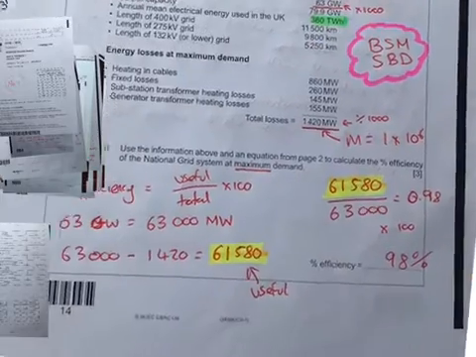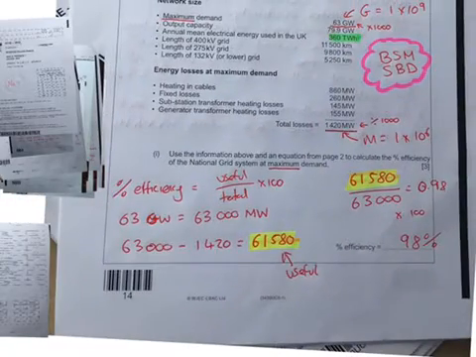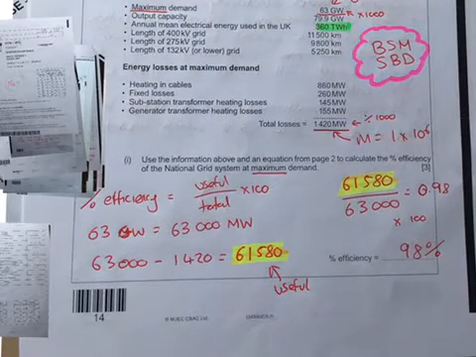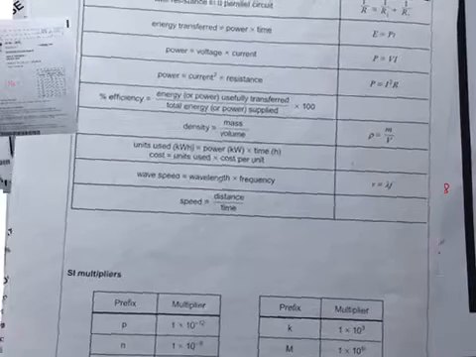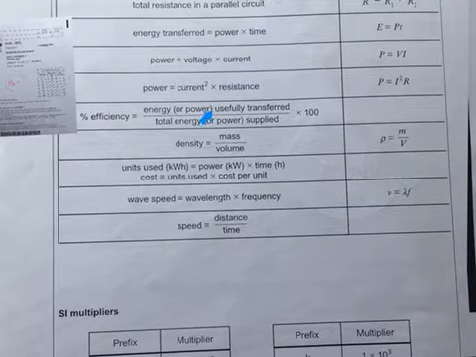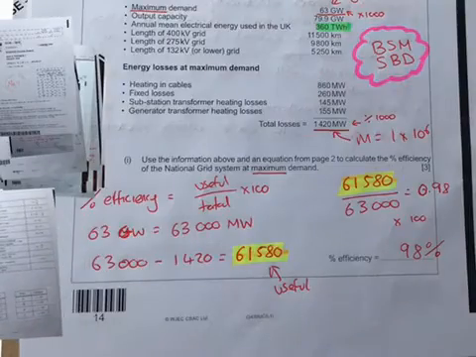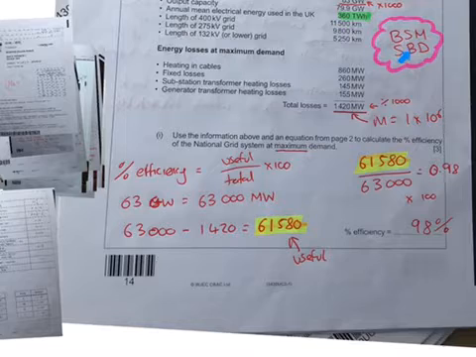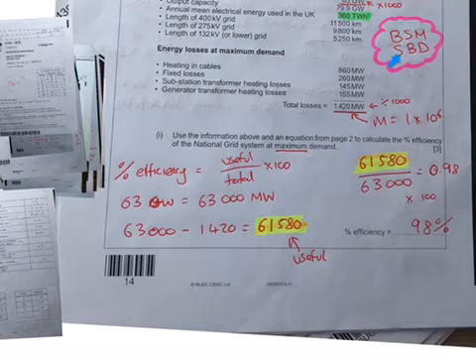Let's have a look at the question. Use the information above and an equation from page 2 to calculate the efficiency of the national grid system at maximum demand. So, useful over total. You can get that from here as well. Look, efficiency. There we are: energy useful over total, times by 100. Now, this should be an easy 3 marks so long as you're good at converting. And there's my Be Smart Mate, Stop Being Dumb reference again. So if it's big to small, you multiply. If it's small to big, you divide by 1,000. So let's have a look here.